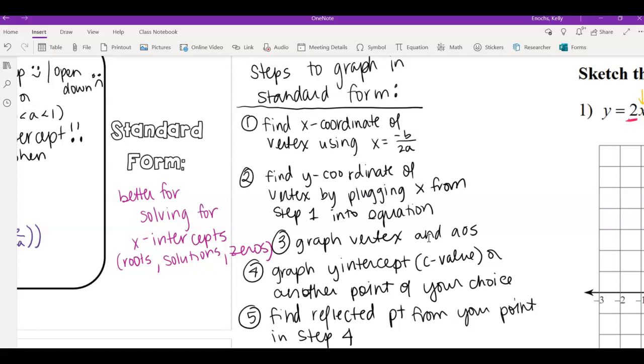Then we're going to graph that vertex and our axis of symmetry. Remember that vertical line. Then we're going to graph our y-intercept if we can, if it's on our graph, or we're going to pick another point just like we did for our vertex form, and then we're going to reflect that new point over the axis of symmetry to make that third point that we need to make that U shape. All right. Here's going to be our example.